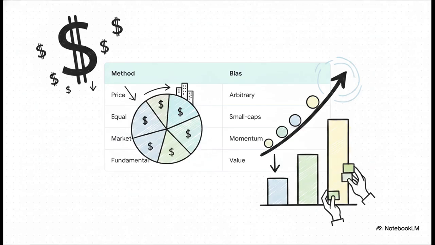You are effectively forced to buy more of the stocks that have already gone up, which can totally lead to overweighting overvalued companies. Finally, fundamental weighting. To counter that momentum tilt we just talked about, this method weights companies based on economic footprint metrics, things like earnings or book value. This introduces a contrarian or value tilt. If a stock's price falls but its earnings stay strong, the fundamental index actually buys more of it.